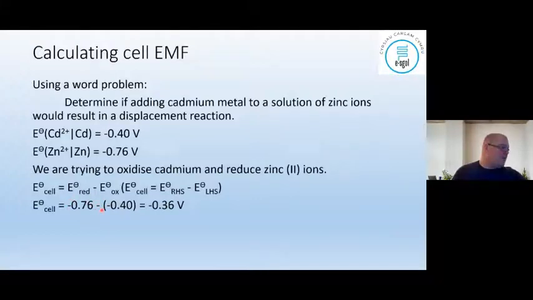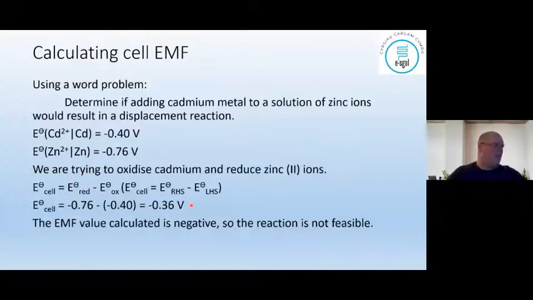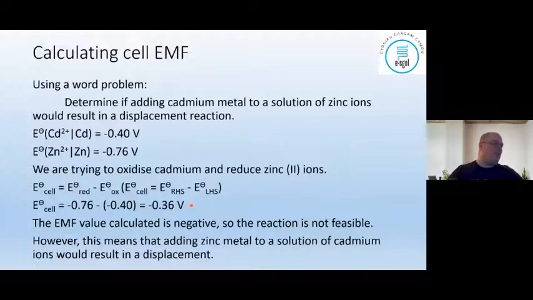So we get minus 0.76 minus 0.40, and we end up with minus 0.36 volts. Now, because that is a negative value, that means that this would not work. Adding cadmium metal to try and reduce zinc ions back to zinc metal would not work. However, if we did it the other way around, where we added zinc metal to a solution of cadmium ions, then it would result in displacement. We would form cadmium metal, and the zinc would be oxidized to zinc 2+.